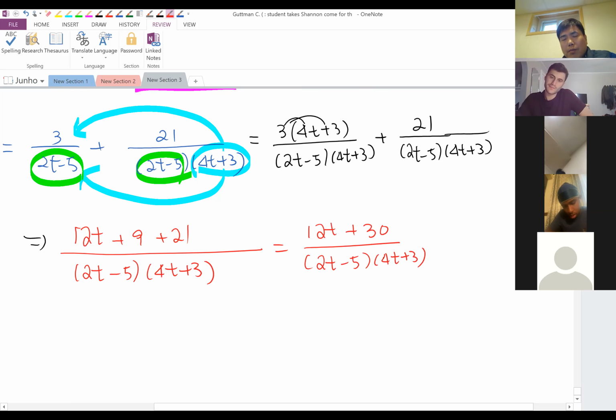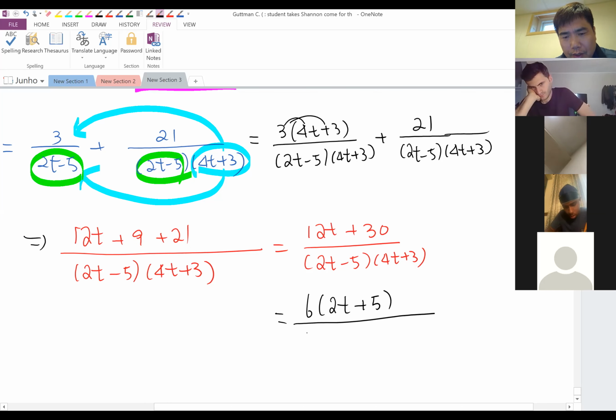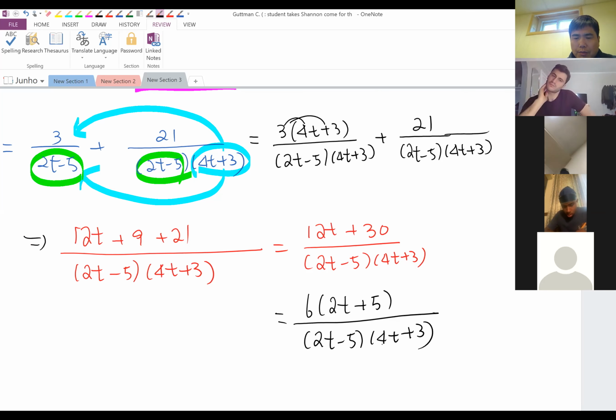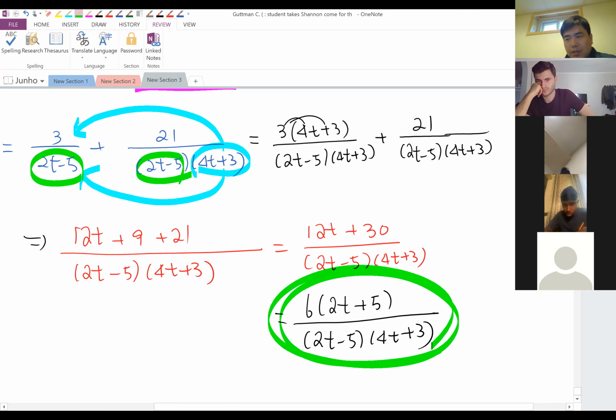Okay. What's the common factor between 12 and 30? 6. Maybe 6? Yeah, 6. Then 2t plus 5 over 2t minus 5 and 4t plus 3, right? Yes. Okay. So I don't see any common factor between numerator and denominator. So I guess that should be our final answer for this problem.